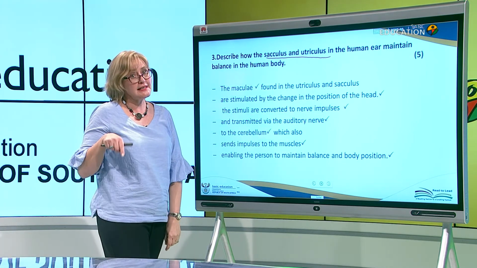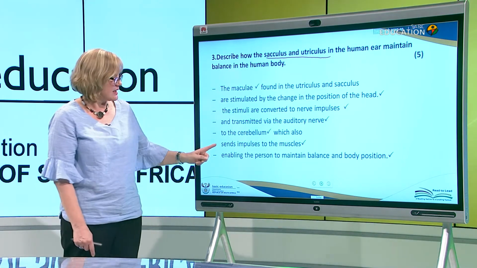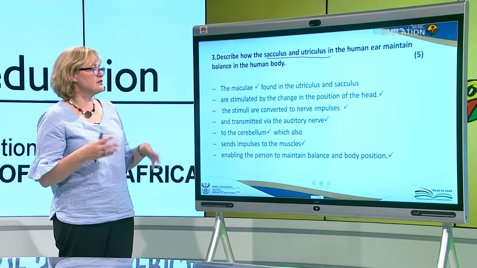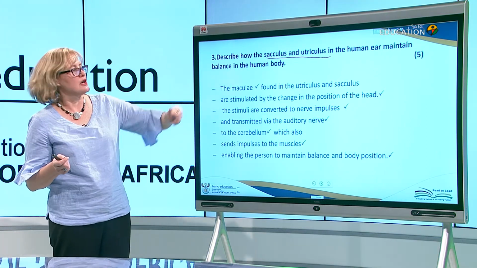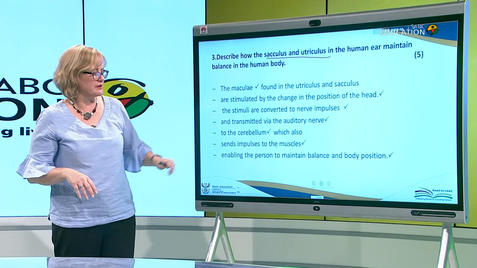People, after this lesson, you must know those 2 sentences. To the cerebellum, 1 mark, which sends impulses to the muscles, enabling the person to maintain balance. So this is also 7 marks, but it's only 5 marks. So 7 ticks, 5 marks, any 5 will be accepted.